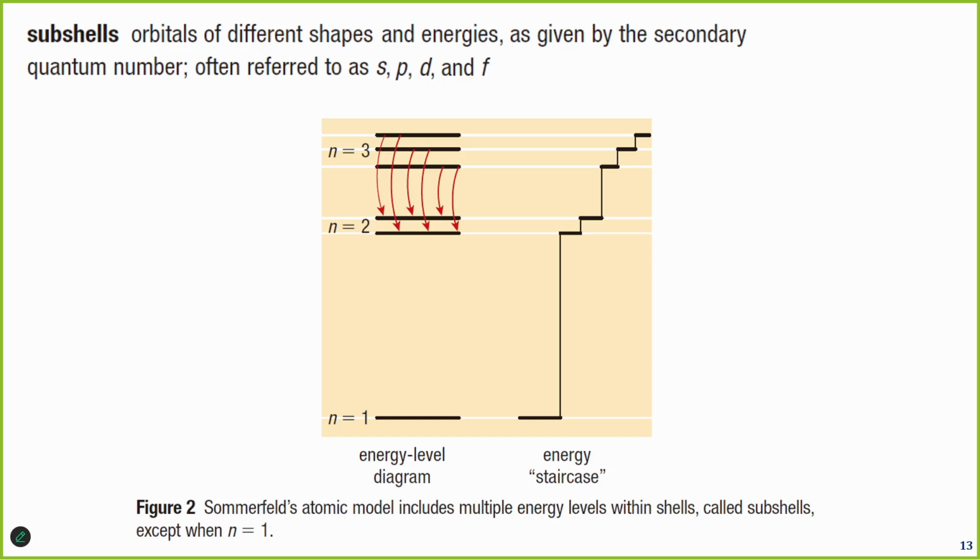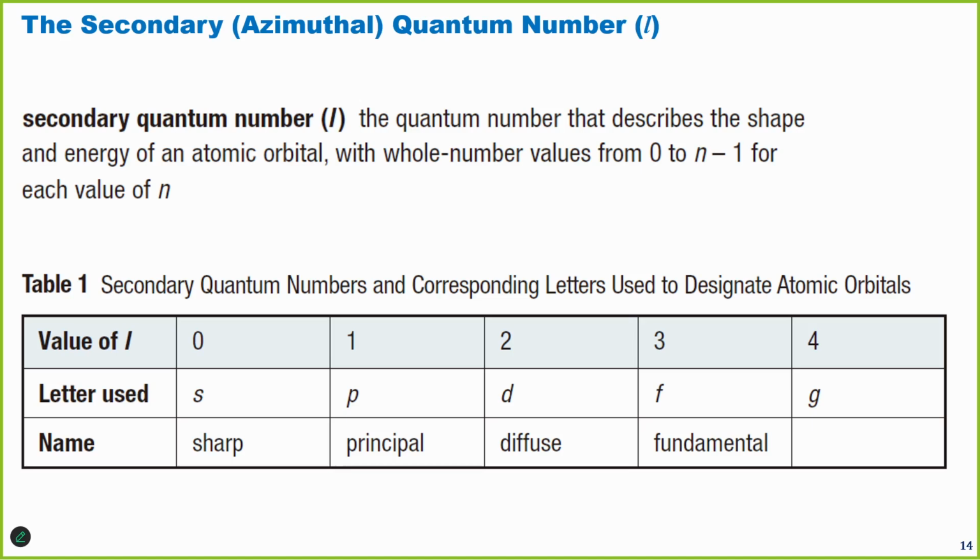So subshells are part of the primary energy level. If an energy level is described as a staircase, one regular step actually represents a group of several smaller energy steps. This concept is shown here in figure 2. The secondary quantum number, which is usually denoted by the letter l, describes the shape of an atomic orbital.